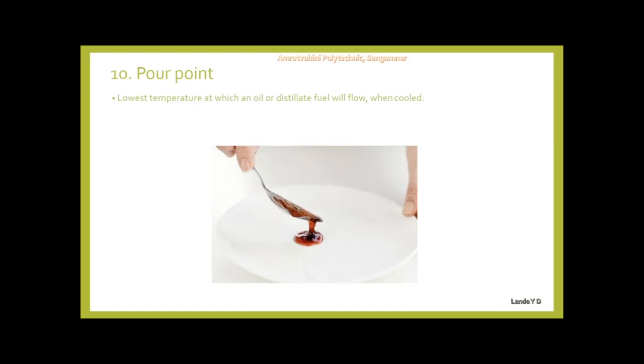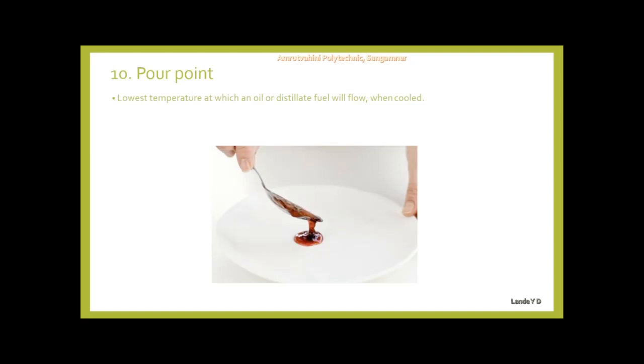At low temperatures, the viscosity of hydraulic oils can increase, causing them to thicken and become less able to flow freely. If the pour point of the oil is too high, it may not be able to flow through the system, leading to reduced system performance or even system failure.